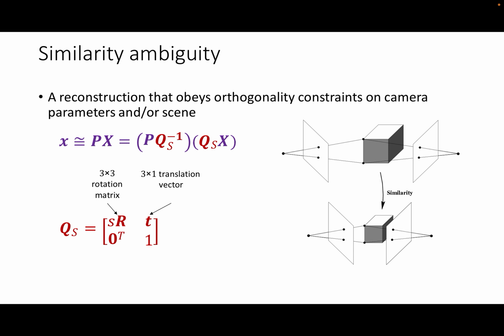And similarity ambiguity: a reconstruction that obeys an orthogonality constraint on camera parameters and or scene. So if we give a stronger constraint, orthogonality, then we can use a similarity matrix, right? A similarity matrix is just a combination of scale, rotation, and translation. Then our structure from motion algorithm can reconstruct parameters and the 3D scene up to similarity ambiguity. This just shows the example. If we give a stronger constraint, then we can reduce the ambiguity. But inherently, we always have ambiguity.